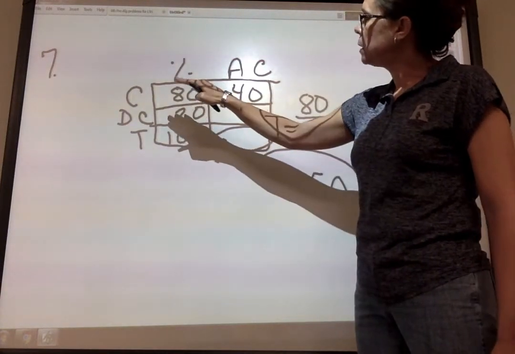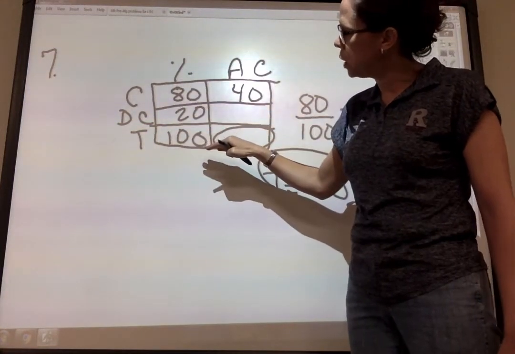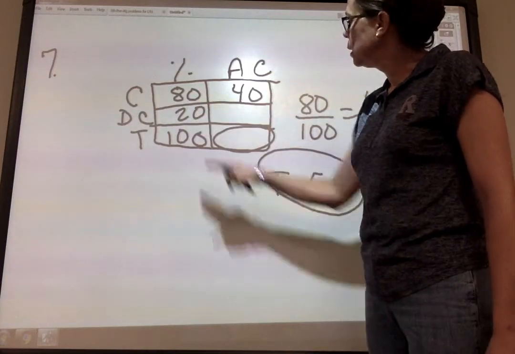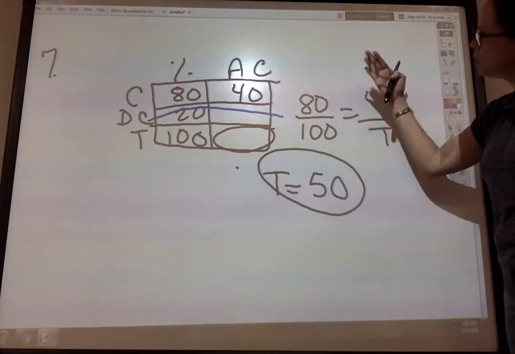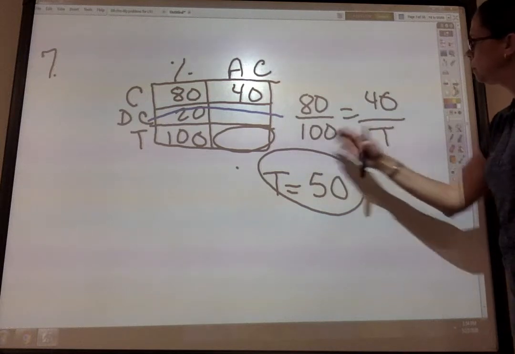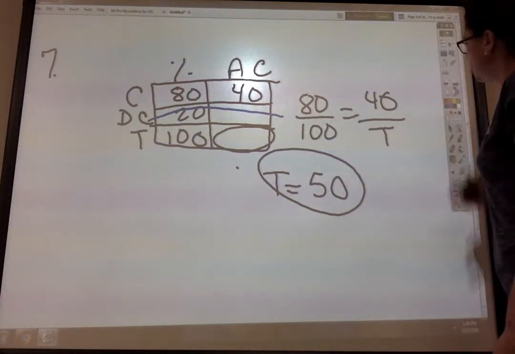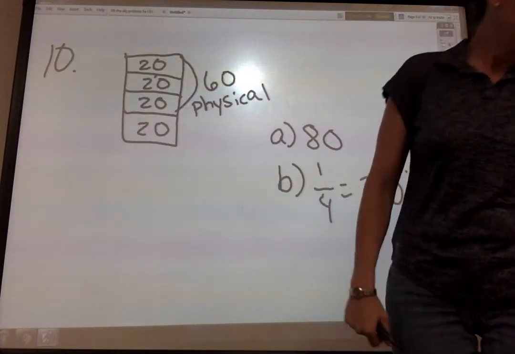So I know that if this number was 80%, the total number of people invited was 100%. That means the ones that didn't come had to be 20%. So I can get rid of this category. Okay? So my proportion was 80 over 100 is equal to 40 over my total. I did my cross multiplying, and my total was 50. 50 people invited.